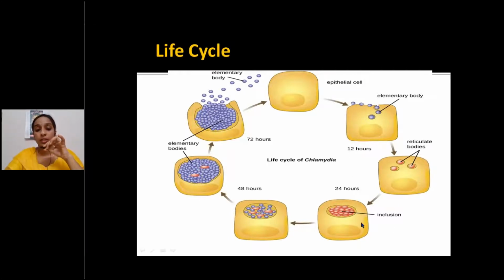Then within 48 hours, the inclusion contains many reticulate bodies, and the reticulate bodies are converted into elementary bodies. After reaching the maximum mass, the wall lyses and releases the elementary bodies outside. Then these elementary bodies attack new, uninfected cells and cause infection. Again the cycle repeats. This is the life cycle of Chlamydia. All of this that I am telling is general properties common to all chlamydial organisms.